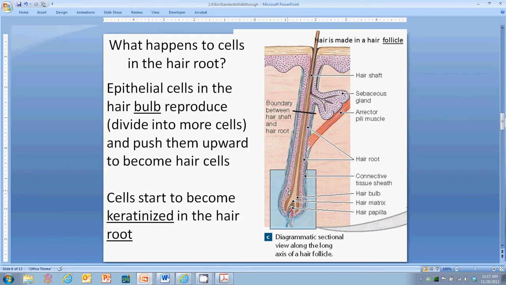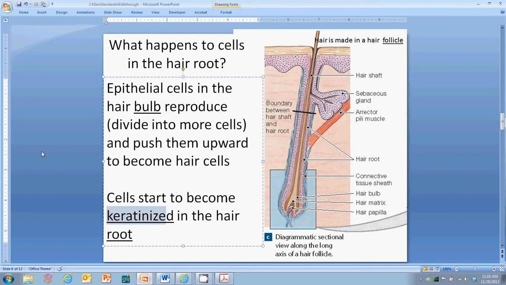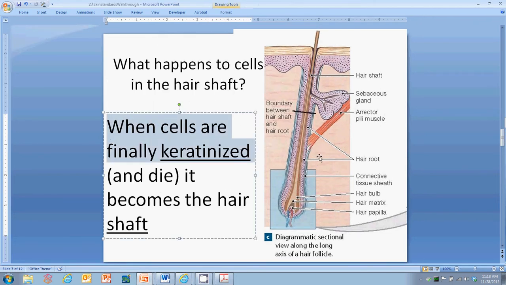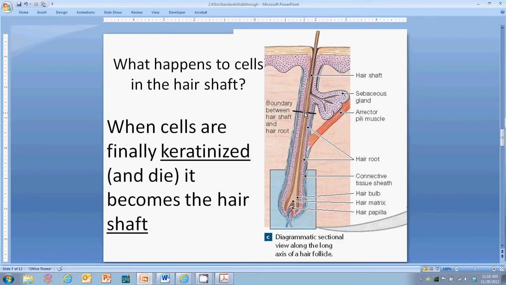In the hair root, cells go through the keratinization process, just like in the epidermis. So they're going to become keratinized as they go further and further up the hair. Cells start here and they're alive and they're normal. They start making that keratin and getting dried out, and eventually they're going to become fully keratinized. In the hair root, the keratinization starts. In the hair shaft, cells are finally keratinized. So right here, they die.